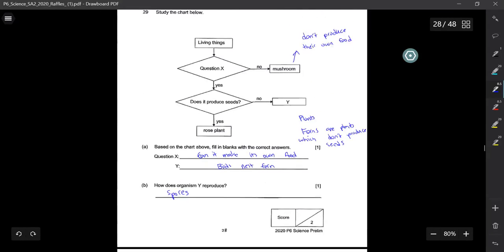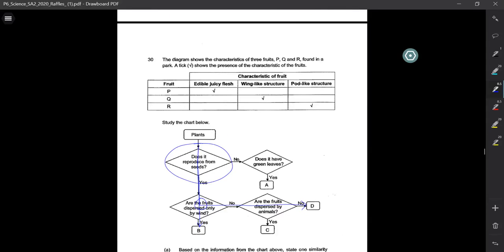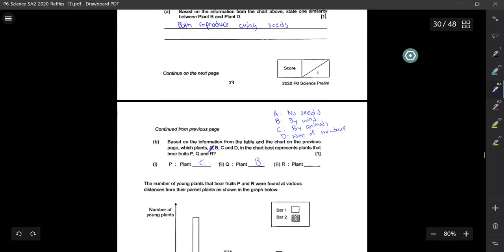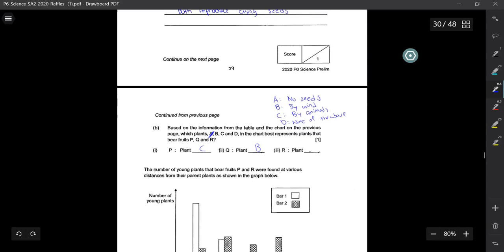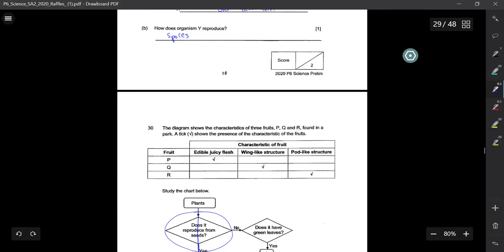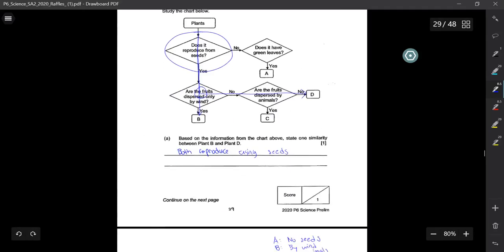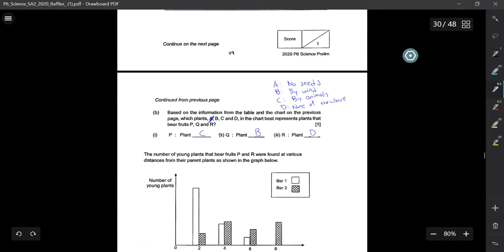And then R. Hold on, oops. R has a pod-like structure. By process of elimination, we can already see that R should be plant D. However, just to make sure, usually pod-like structures disperse by splitting or use other functions in order to reproduce. So we have our answers. P is plant C, Q is plant B, and R is plant D.